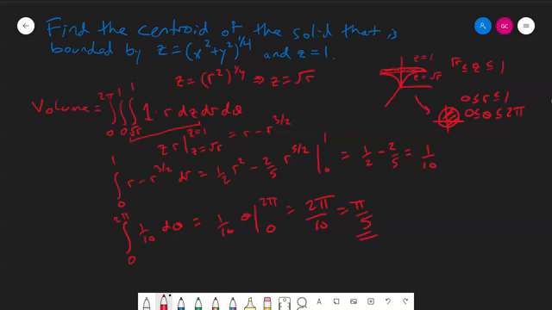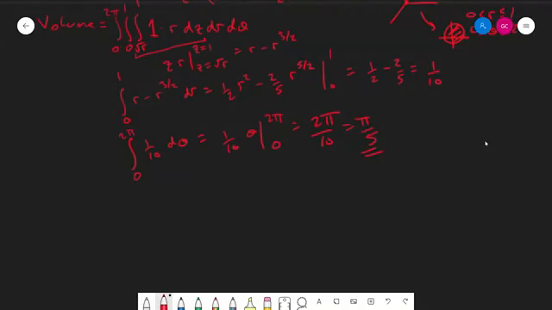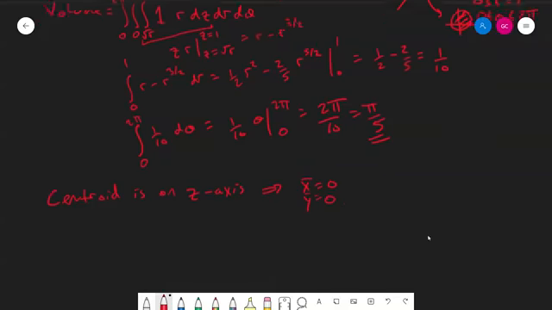Okay, that's the first part. We still have to find the actual centroid, though. So the centroid, remember, is the center of mass if we think of this as having a constant density. And since our solid has this rotational symmetry across the z-axis, I know that the centroid must lie on the z-axis. And to say that the centroid is on the z-axis is to say that the x-coordinate and the y-coordinate are both 0. So let's find the z-coordinate.